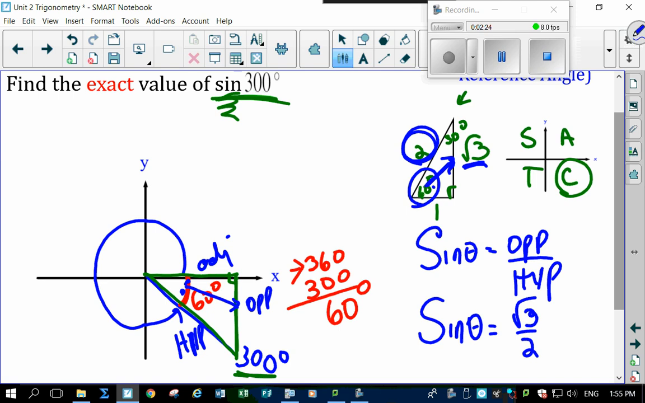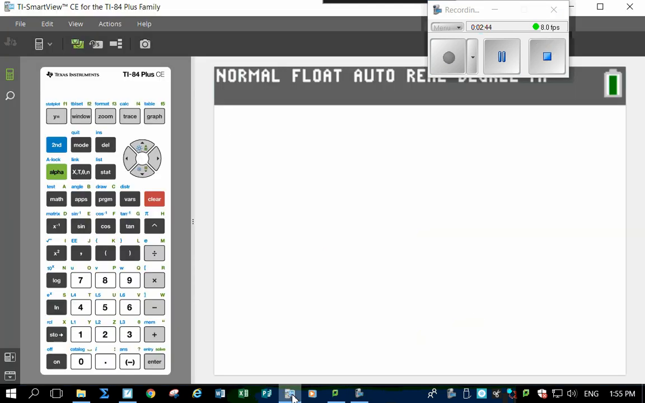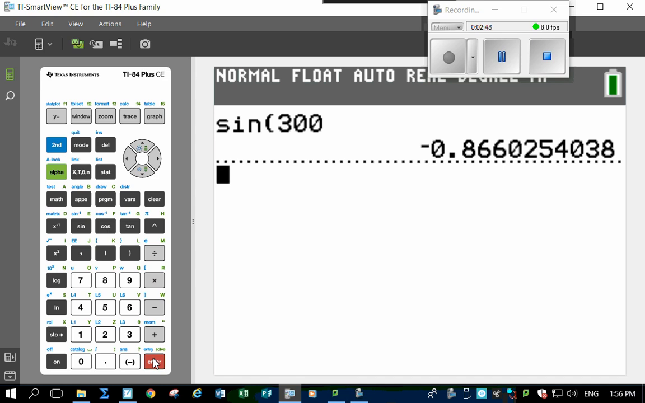But wait a second. Don't forget, the only thing that was positive in there was cosine. You are now dealing with sine. So that's just negative. And if you don't believe me, bring up your calculator and actually find out what that negative root 3 over 2, if that actually works. So here we go. Let's bring up the calculator. Let's do the sine of 300 degrees, and you'll find out, and in fact, it is negative.